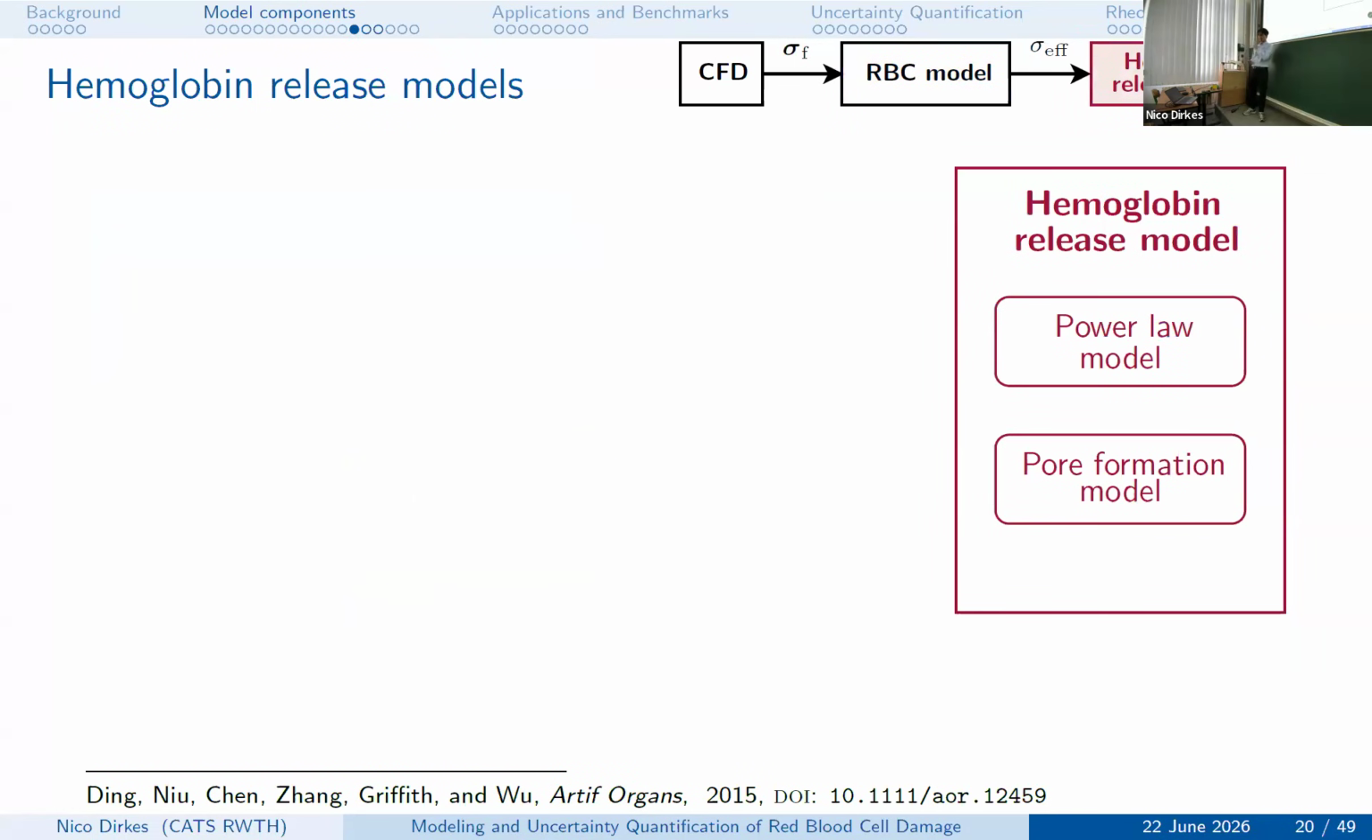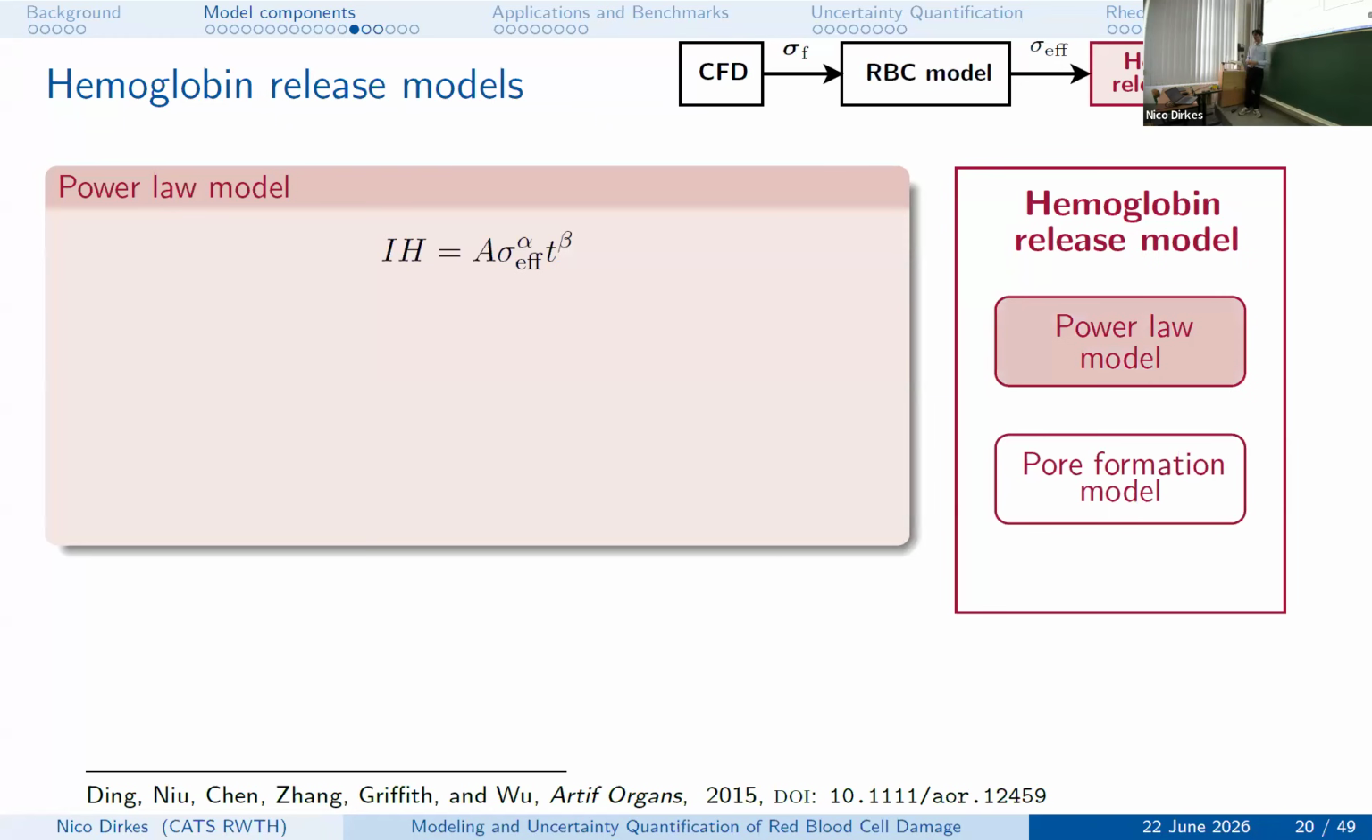Okay, so now we have this deformation of the cells based on these red blood cell models, and we now want to determine how much hemoglobin is released from the cell depending on their current deformation. For this, there are two approaches. The most commonly used one in literature is called the power law model. So this is really just a simple law.